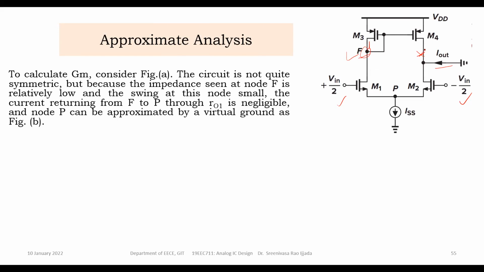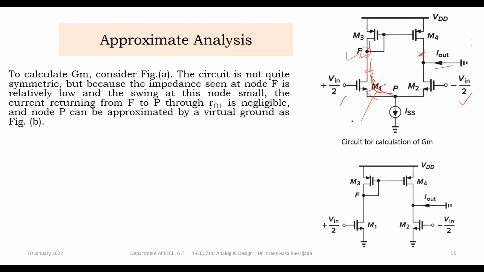The current returning from F to P through R01, this is the direction of current flow, is negligible since the voltage is small. Voltage is low, so whatever current is flowing from this side is low and negligible. And node P can be approximated by the virtual ground. So at this moment you can split this like this, the open circuit concept. In this case, node P you can say is a virtual ground in the approximation analysis.